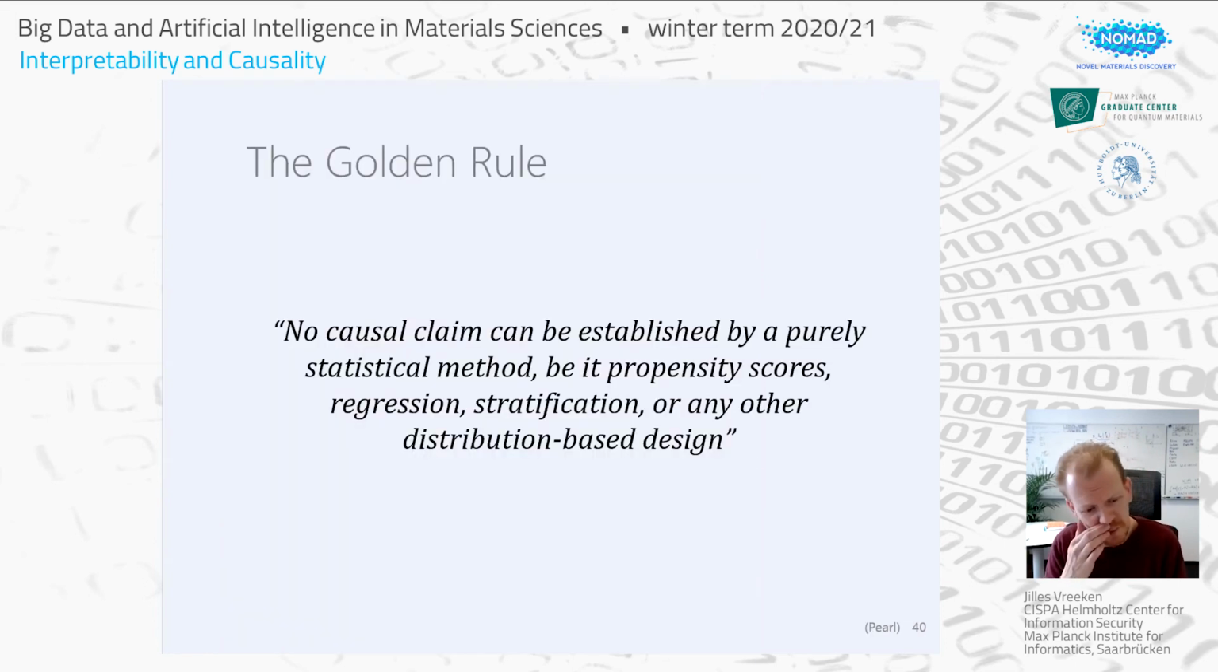So after all, even with all these assumptions, the golden rule, as Pearl put it, is that a causal claim you simply cannot establish by pure statistics, just by looking at data. You need these assumptions, and ideally these assumptions need to be verifiable, and we don't really know if they hold, right? So the gold standard is really the randomized controlled trial, by really actually doing this experiment, right?